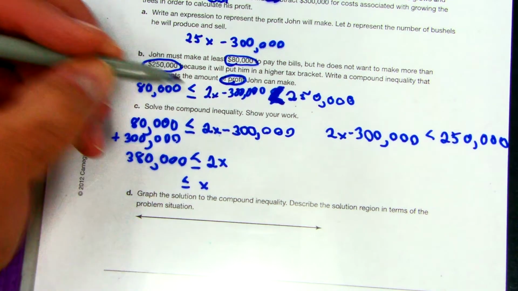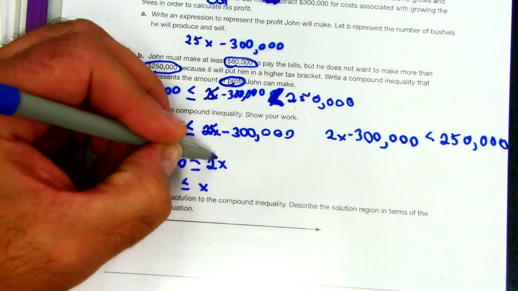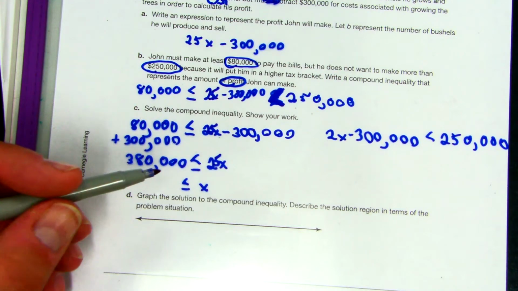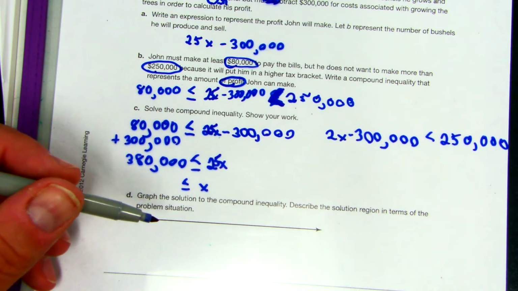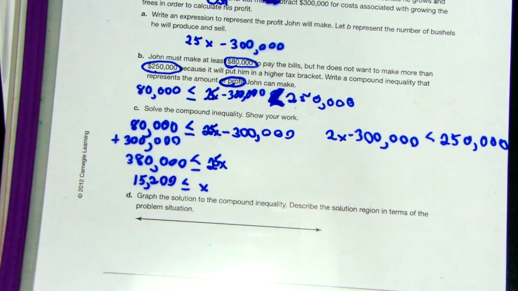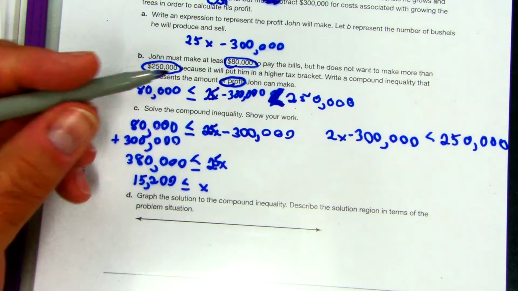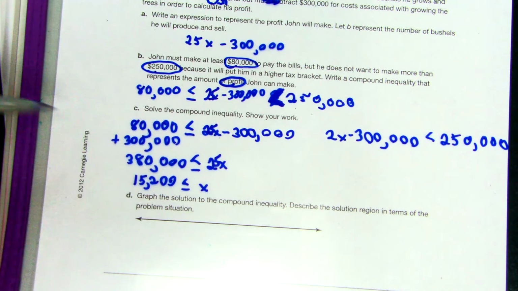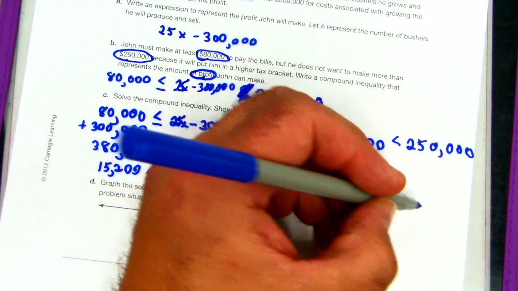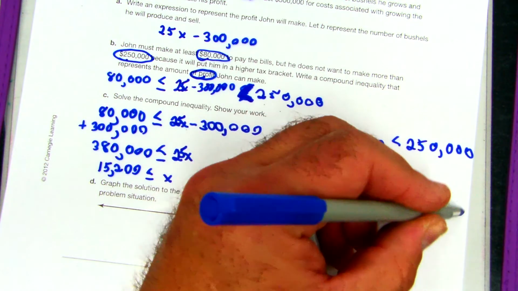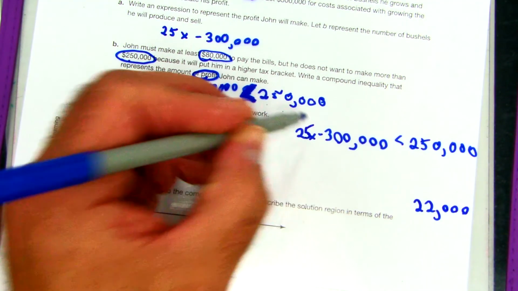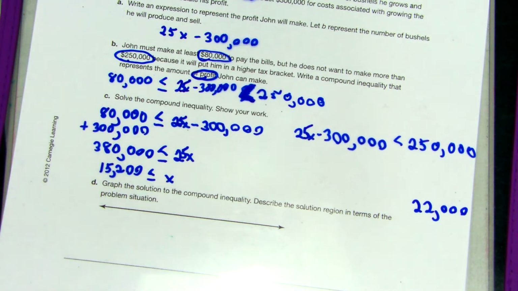Oh, I misread the number. Sorry, this is supposed to be 25x. It hasn't made a difference. So I go ahead and divide by 25. When I divide the entire thing by 25, I get 15,200. Then when I do the other problem, I end up with 22,000. So you're going to do the math, but I'll just go through the answers. Again, you would add 300,000 to both sides and then divide by 25. It's 25x.